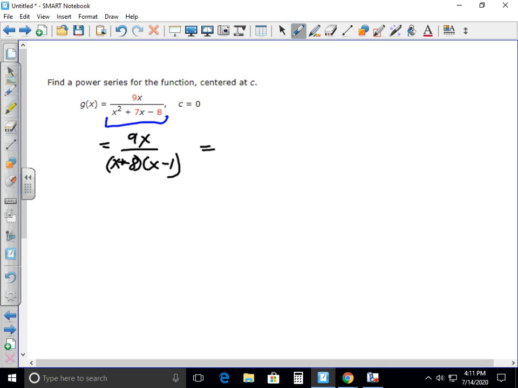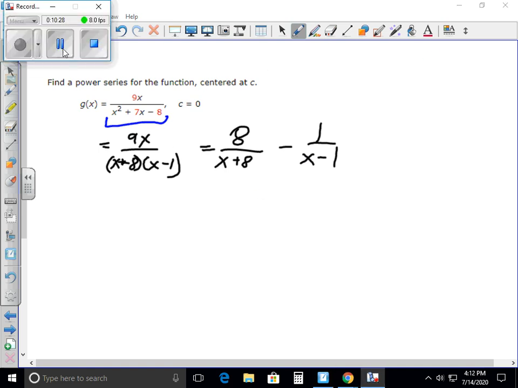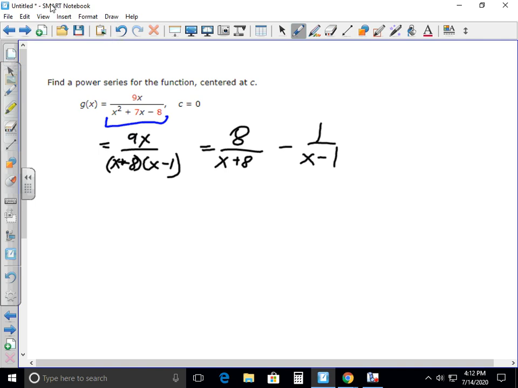If you do partial fraction decomposition, you're going to get 8 over x plus 8 minus 1 over x minus 1. So just to save you a little bit of time there, I went ahead and did that. But you get 8 over x plus 8 minus 1 over x minus 1. And I said minus, it's actually plus there, not minus. So our original function is equal to 8 over x plus 8 plus 1 over x minus 1.